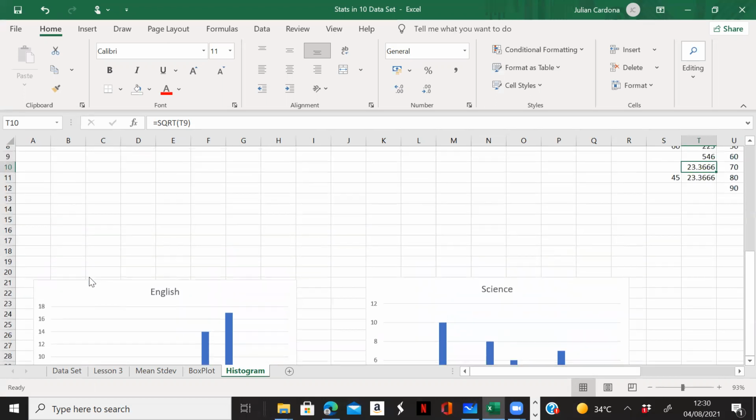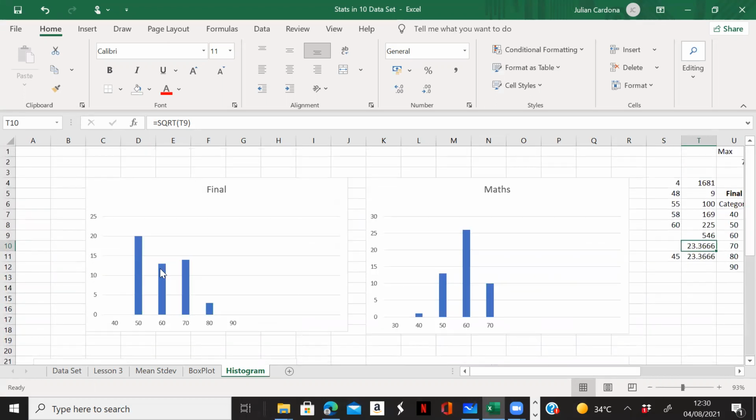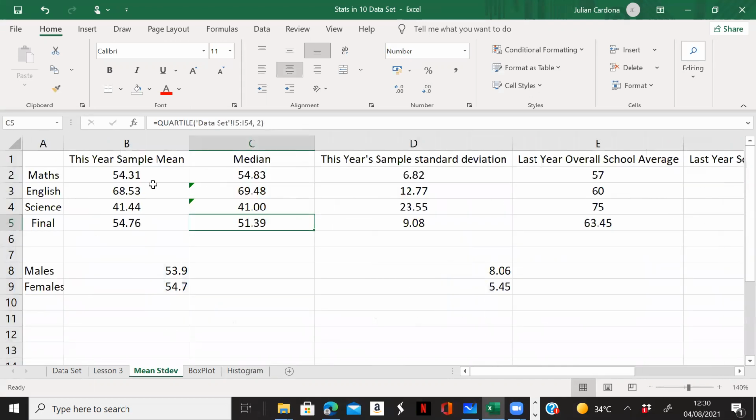What about maths? They look pretty bunched up in the middle with no left tail or right tail. So we should expect here the mean and the median to be pretty close to each other. All right, let's see. And that's exactly the case. They're pretty close to each other.